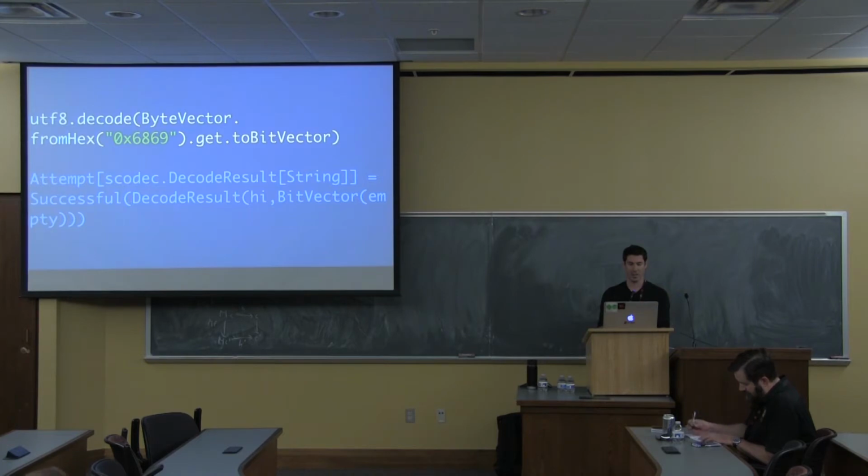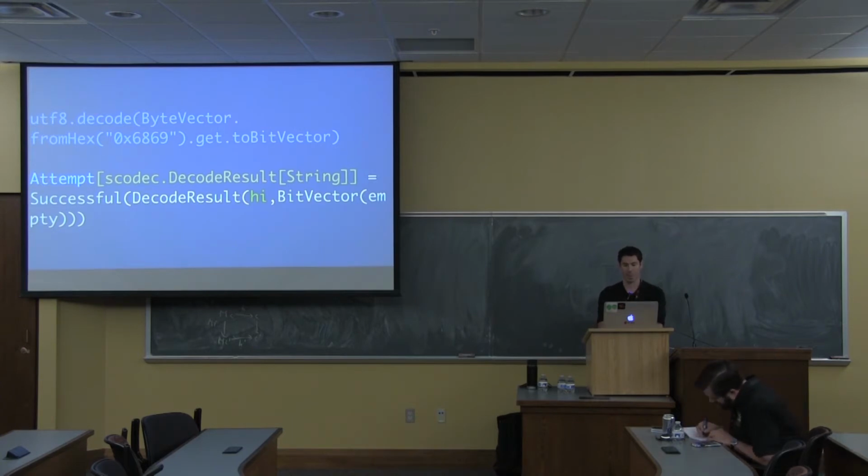All right, let's see what happens when we decode. So what am I doing? I'm constructing a ByteVector and then going to a BitVector just because it's easier to do this. But I'm passing in this value, 68, 69, to see what we get. We get a DecodeResult of success that has the "hi" string, which is our A in this case. And it just grabbed the whole thing, so 2 bytes.